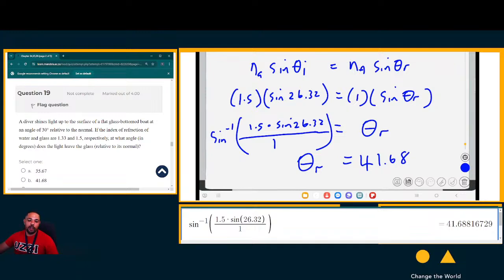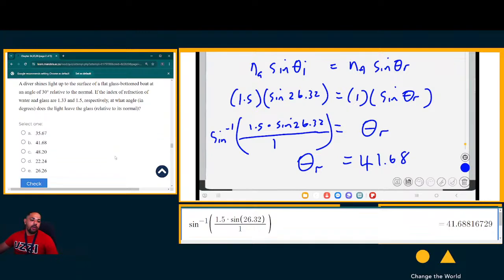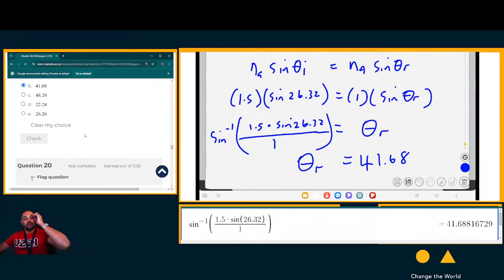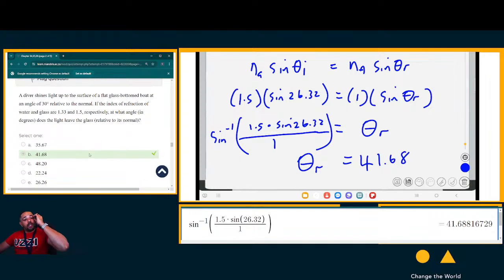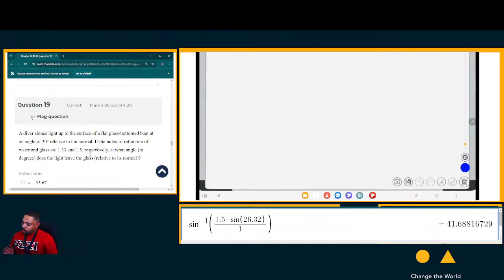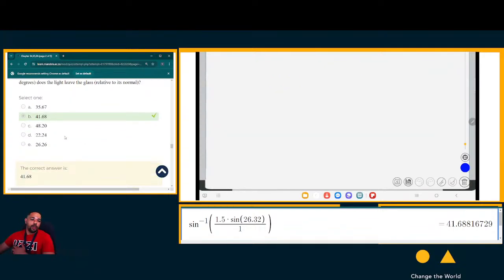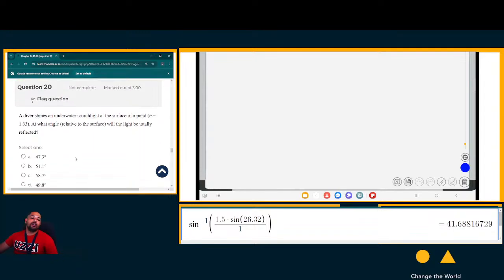Let's check if any of those answers match. Now 41.68, and there it is. Let's check it. Yes, we are correct, it is indeed 41.68. So you can apply Snell's law for hundreds of media, because the previous refracted angle becomes the new incident angle, due to just simple geometry.